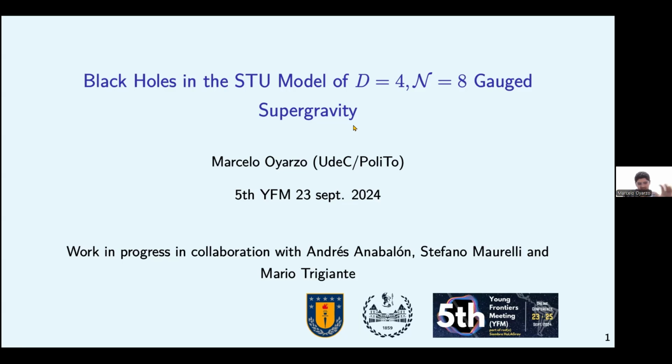Okay, so I will talk about black holes. Particularly, I will talk about the stability of black holes in this STU model. This is a work in progress with Andrés Anabalón, Stefano Maurelli, and Mario Trillante.